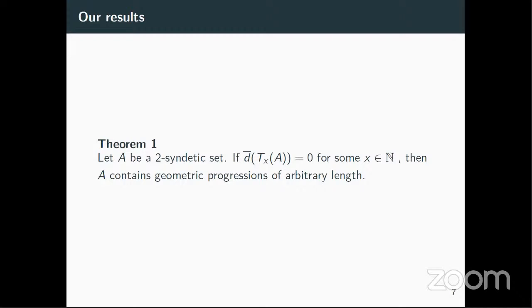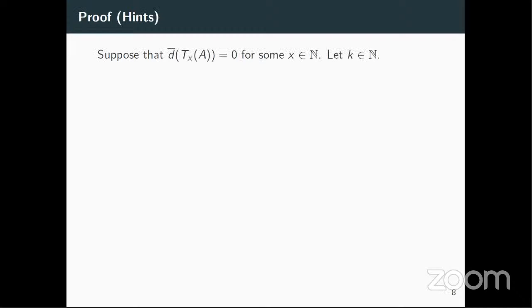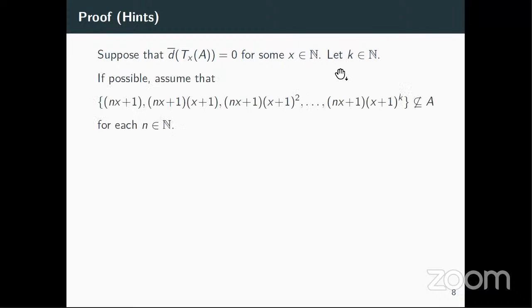I will give some hints of the proof of this theorem. Suppose we have some natural number x so that the density of T_x of A is 0; then we will produce arbitrarily long geometric progressions. Pick any natural number k. Our aim is to produce a geometric progression of length k+1, and it will be valid for any k. If this is not possible, this means the set A will not contain this type of configuration for any n. This is nothing but the geometric progression of length k+1.